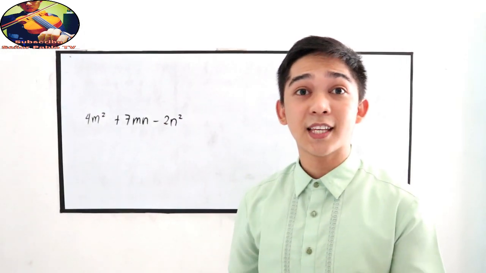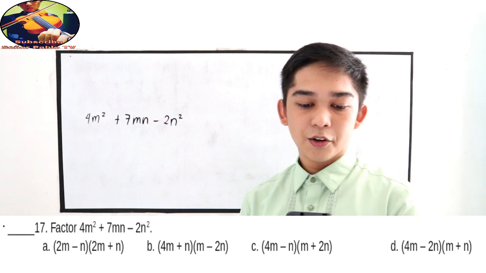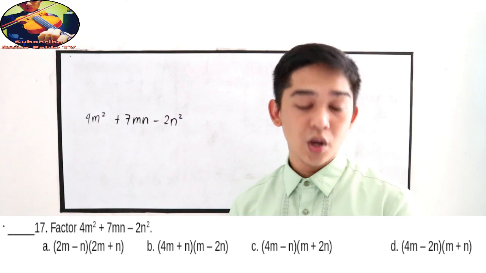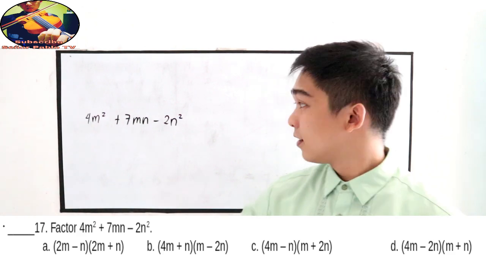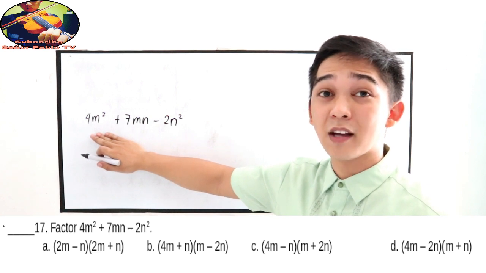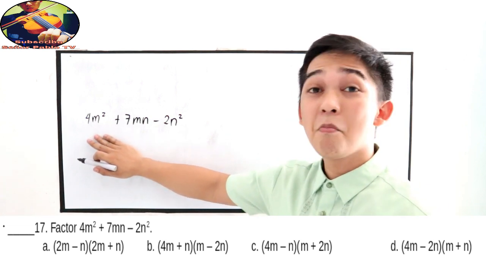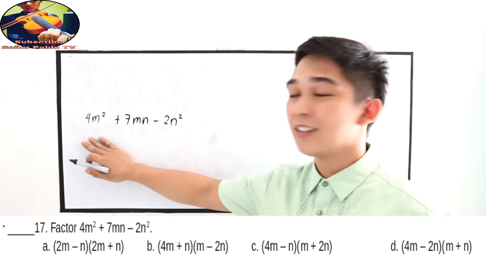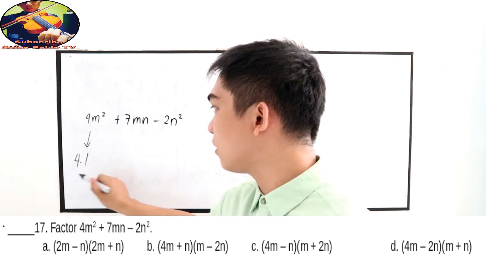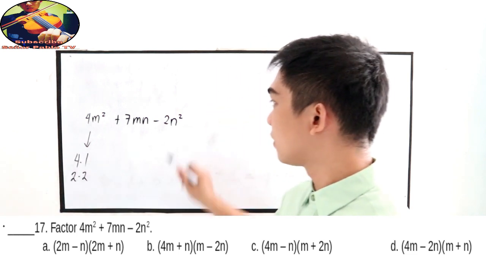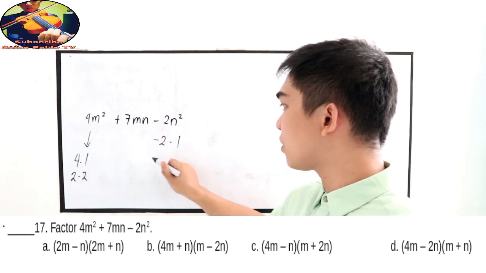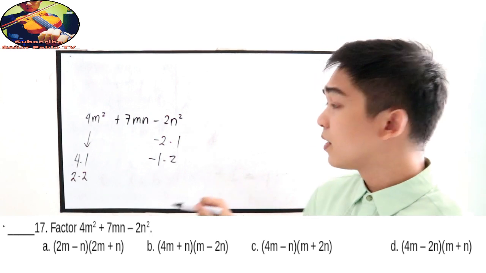Next, number 17. Factor 4m squared plus 7mn minus 2n squared. Factor out natin. So, trinomial in the form ax squared plus bx plus c. So, magta-trial and error tayo. Kunin natin factors of 4. 4 times 1 o kaya 2 times 2. Si negative 2 ay negative 2 times 1 or negative 1 times 2. So, i-pair muna natin.